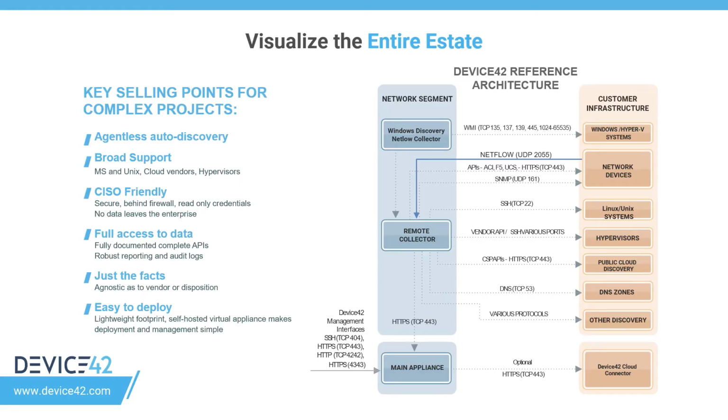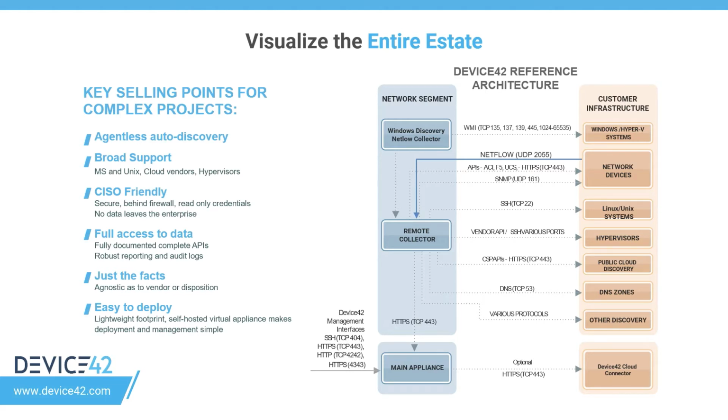Hello everyone, this is a quick overview of the deployment architecture and sizing of Device42 components. There are three key components of Device42 in every installation, and you can see them represented in blue in the network segment of our reference architecture on the right. Each installation is going to require at least one of each, and potentially more remote collectors and Windows Discovery Service to provide discovery throughout the environment.